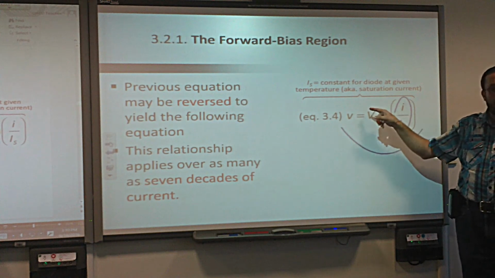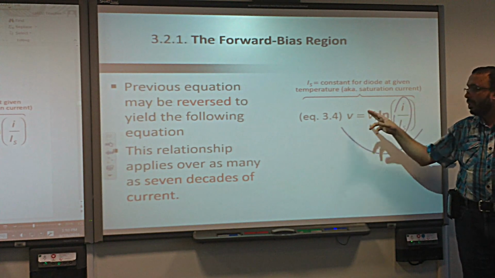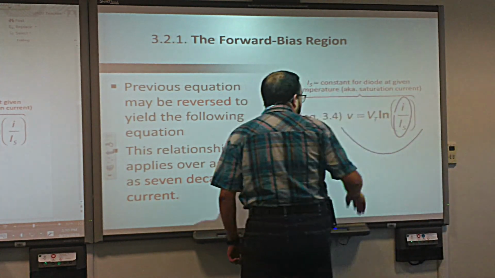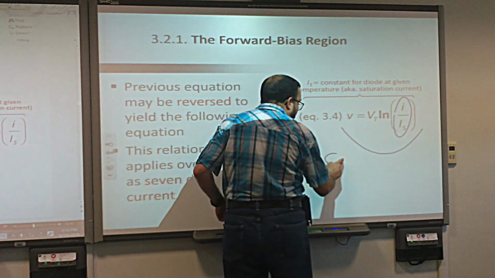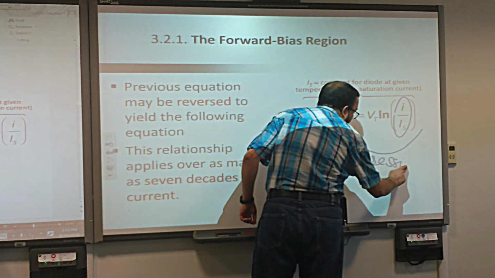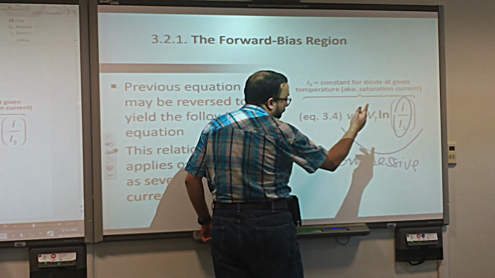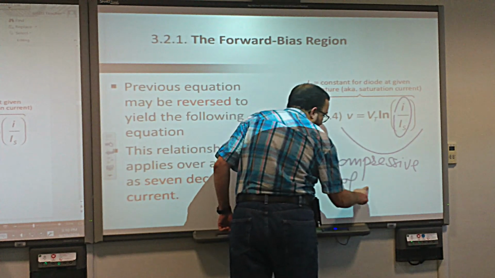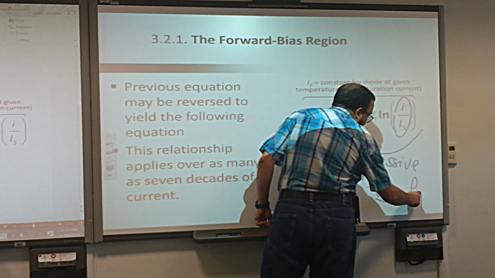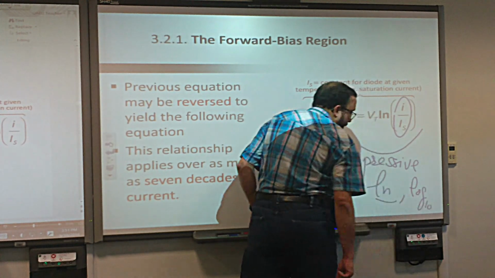Times Vt, which is how much? 25 millivolt. So the voltage is not going to change that much. Okay? So this, we call the compressive nature of the logarithm function. Logarithm Neperian, or later on we can also use log of base 10.